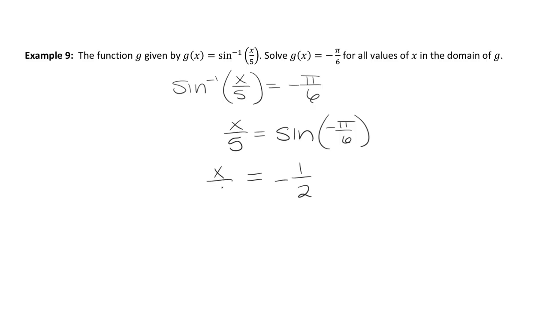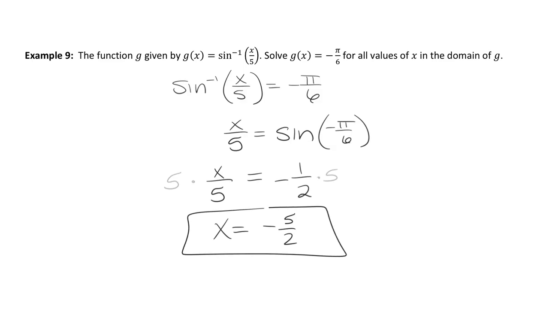So I have x over 5 equal to negative 1 over 2. Jasmine's idea is correct. We are going to multiply both sides by 5 because when we multiply by 5 on both sides, the 5s are going to cancel in the top and bottom on the left side. And the only fraction I have left at this point is negative 5 over 2. And that's my solution.